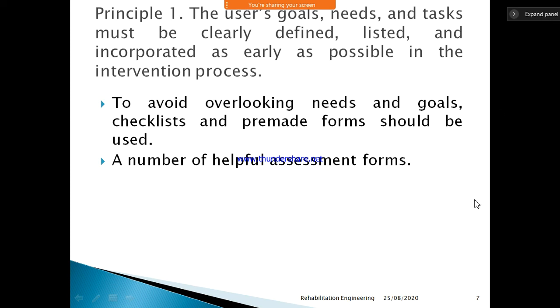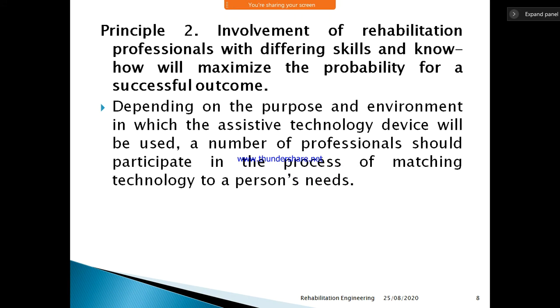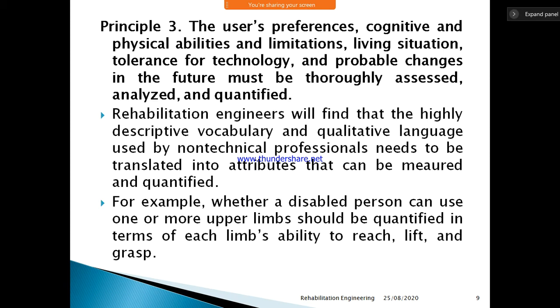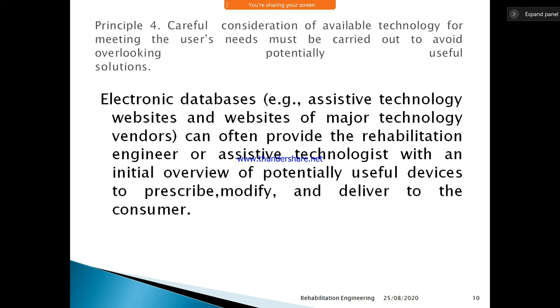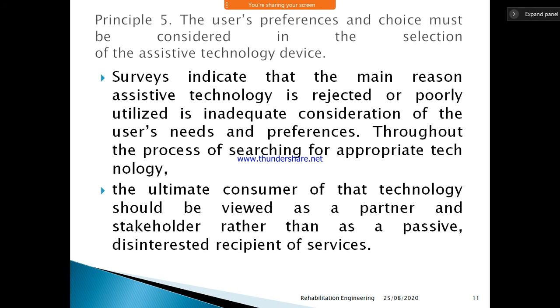Okay, principles of rehabilitation. First principle, the user's goals, needs, and tasks must be clearly defined, listed, and incorporated as early as possible in the intervention process. Second one is involvement of rehabilitation professionals with differing skills and know-how will maximize the probability for a successful outcome. Then third one is the user's preferences, cognitive and physical abilities and limitations, living situation, tolerance for technology, and probable changes in the future must be thoroughly assessed, analyzed, and quantified.